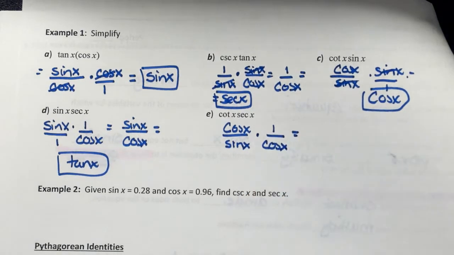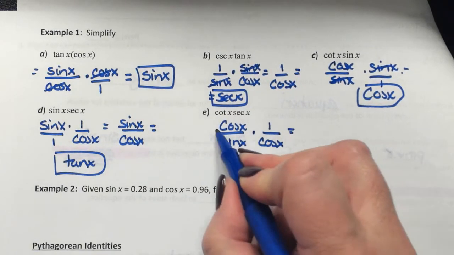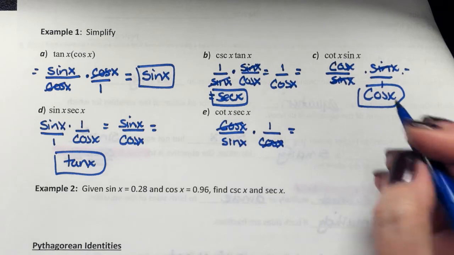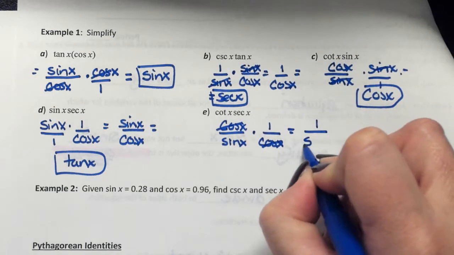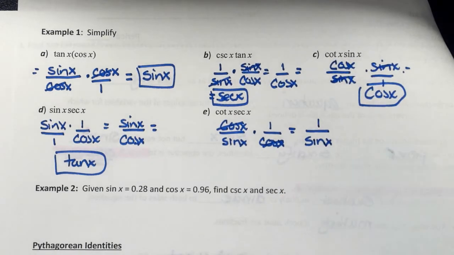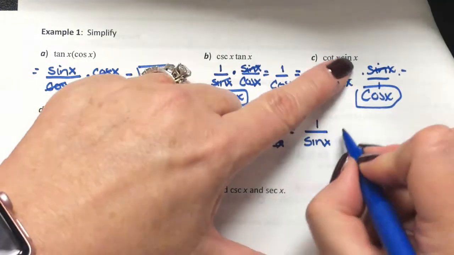And then what can you cross cancel? You can cross cancel the what? Cosines. So what am I left with? 1 over sine x. Don't leave a fraction as part of your answer. What is 1 over sine x equal to? Cosecant x.